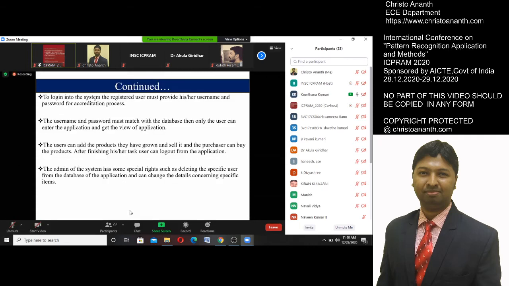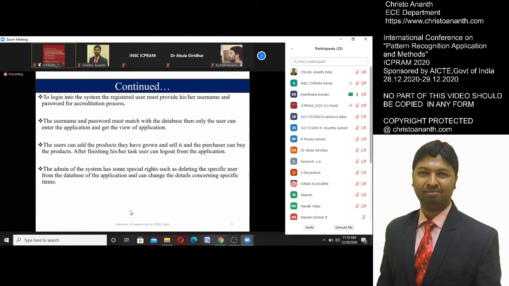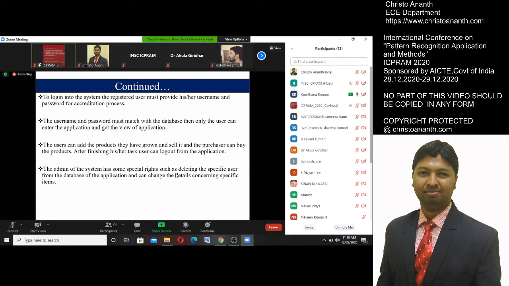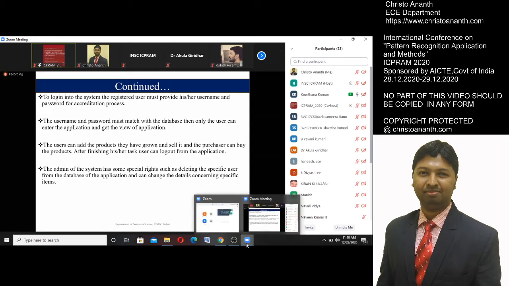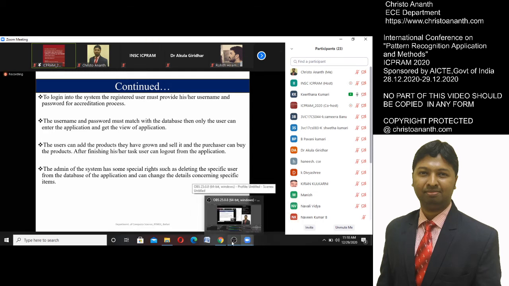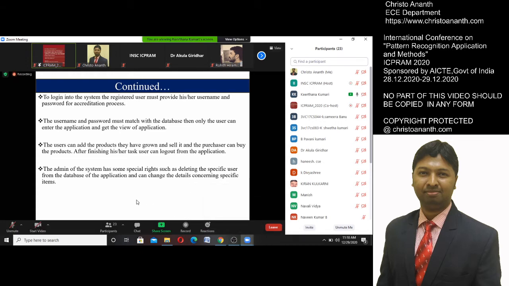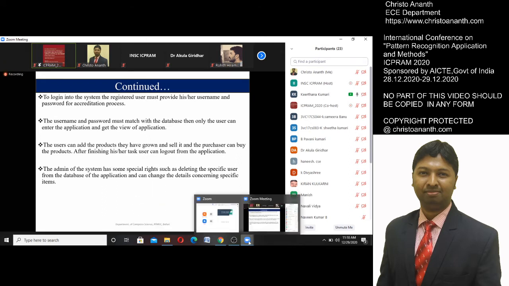To log in to the system, a registered user must provide his or her username and password for the authentication process. It is very important for security purposes. Only a user in the database can enter the application and view it. The users can add the products they have grown, and every time they can update them.